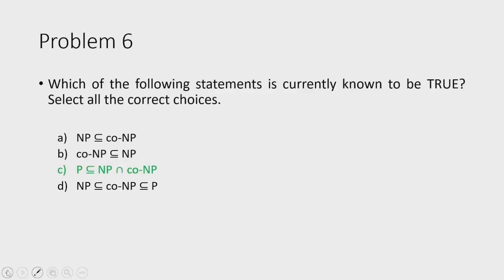Now let's look at option D. Option D is NP is contained in co-NP, which is contained in P. But this means that NP is contained in P. That would mean NP equals P, right? So which cannot be true, so therefore.